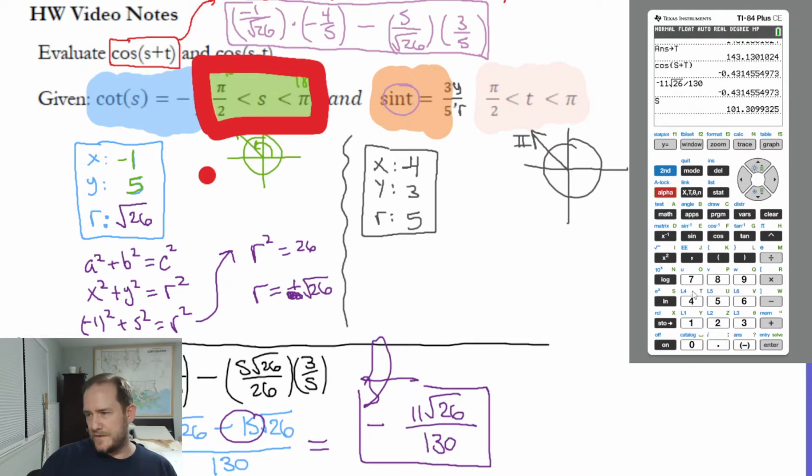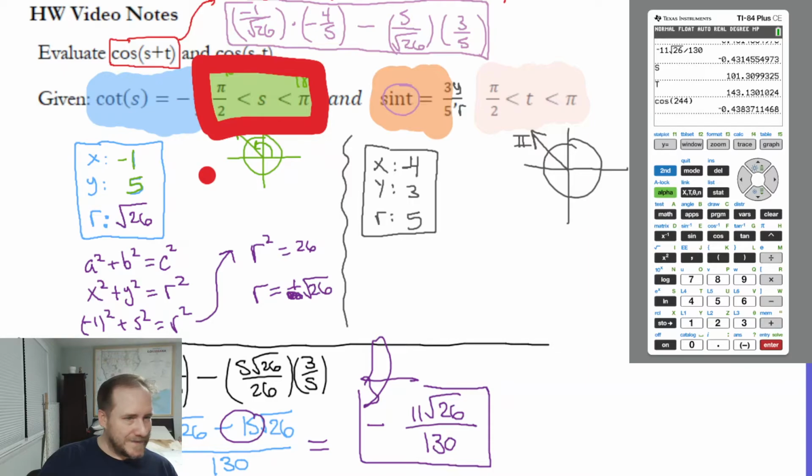What else do we know? We know that T is a 143 degree angle. So when they ask you to evaluate the cosine of S plus T, you're just literally doing the cosine of, like, 244-ish, right? You're basically just doing the cosine of 244. You're going to get some answer.